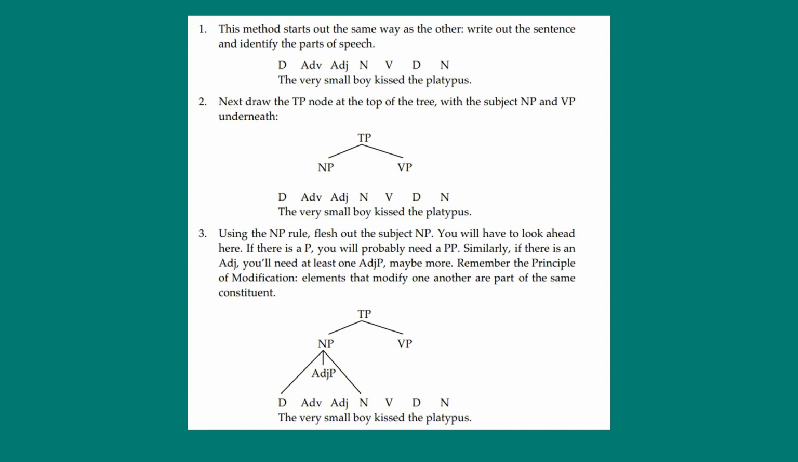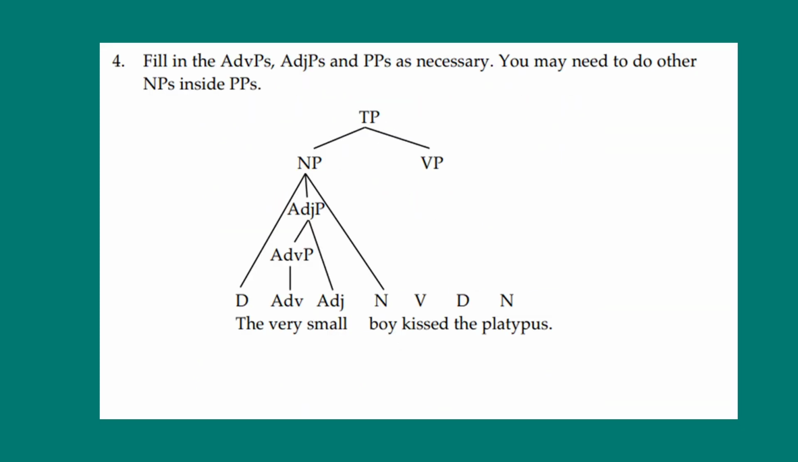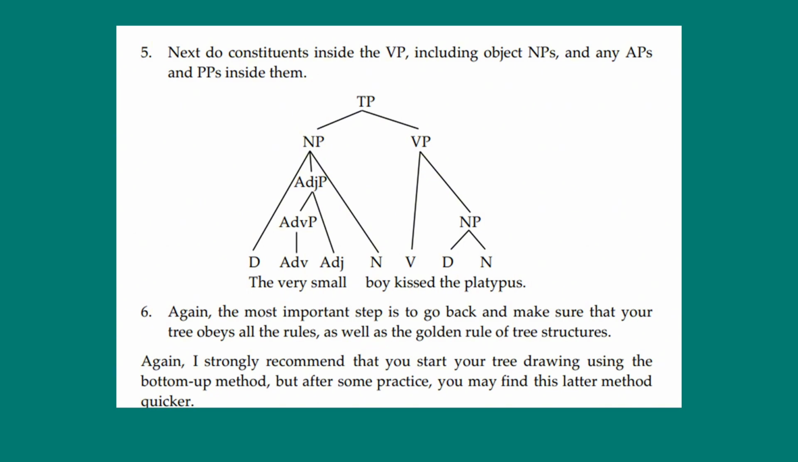Remember the principle of modification? Elements that modify one another are part of the same constituent. So just take a look at the figure below. Fill in the adverb phrases, adjective phrases, and PPs as necessary. You may need to do other NPs inside PPs. Next, do constituents inside the VP, including object NPs and any AdjPs and PPs inside them. Again, the most important step is to go back and make sure that your tree obeys all the rules as well as the golden rule of tree structure. Again, I strongly recommend that you start your tree drawing using the bottom-up method, but after some practice, you may find this latter method quicker.